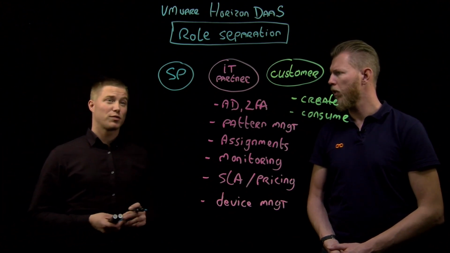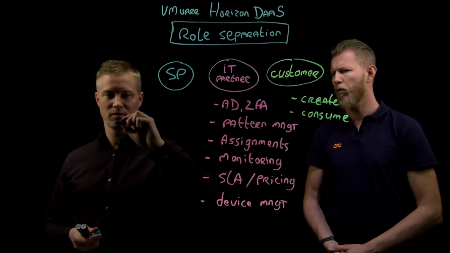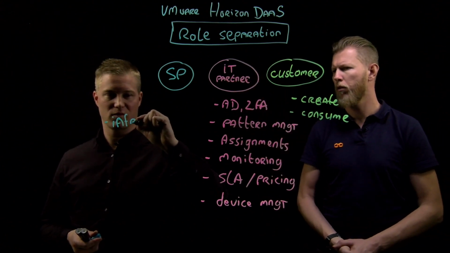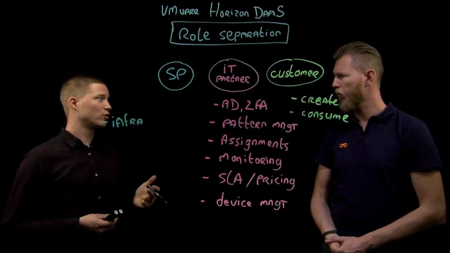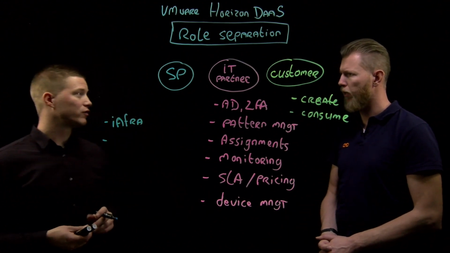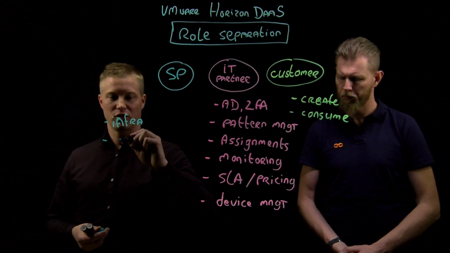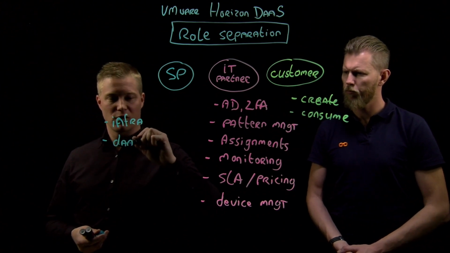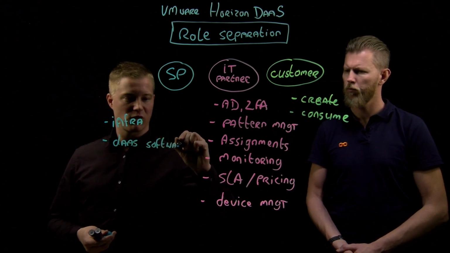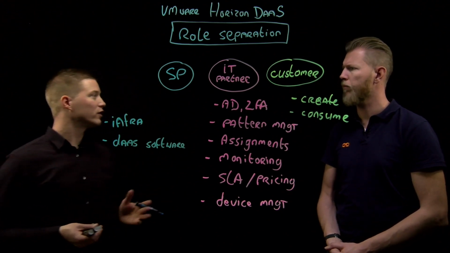And the service provider needs to take care of a couple of other things. One of them is the infra. So that's the infrastructure that the IT partner is actually running on. Exactly, so it's virtualization, storage, networking. Including updates, upgrades of the base infrastructure. Exactly, so it's vSphere updates, storage updates, etc. Next to that we have of course the DaaS software. So we need to make sure that hot patches are installed, that everything is still safe and secure.